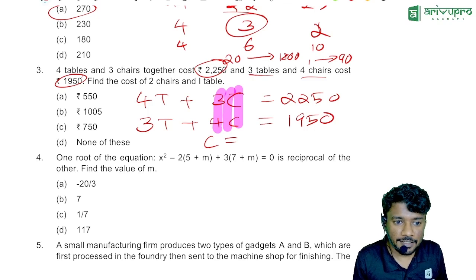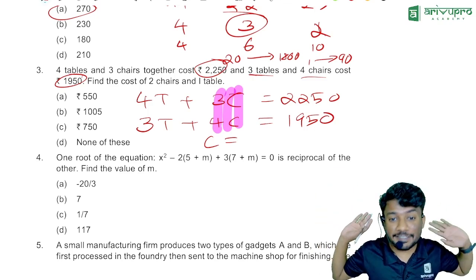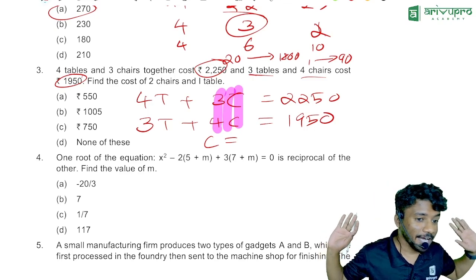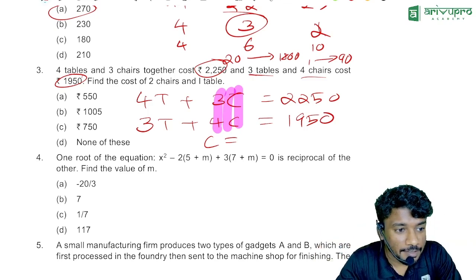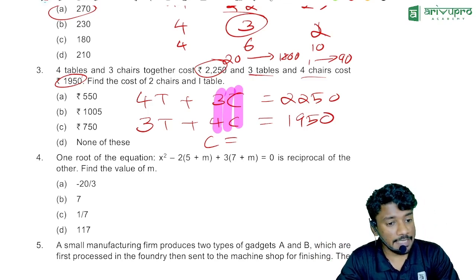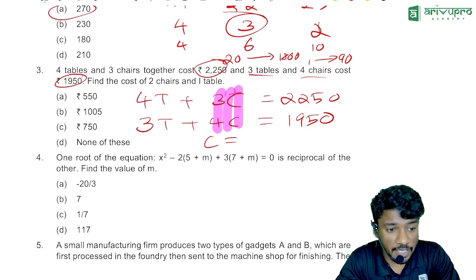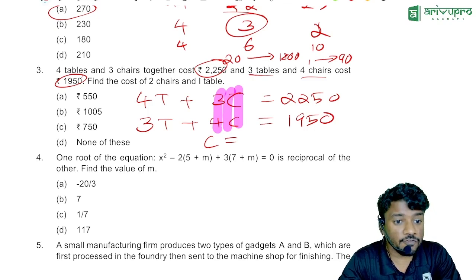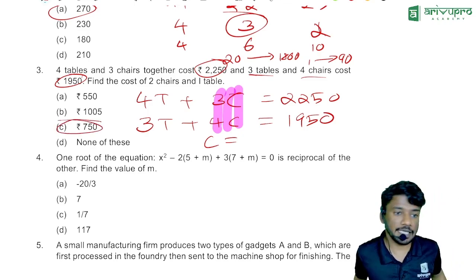750. Did you find the value of T and C? First you should find the value of T and C, then only you will get it. Otherwise you won't get it. T is how much? 450. Then chair is how much? 150. Then 2 into 150 is 300. 300 plus 450, how much is it? 750. Understood? Yes. Next question.